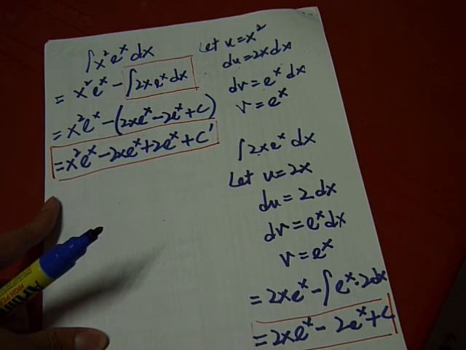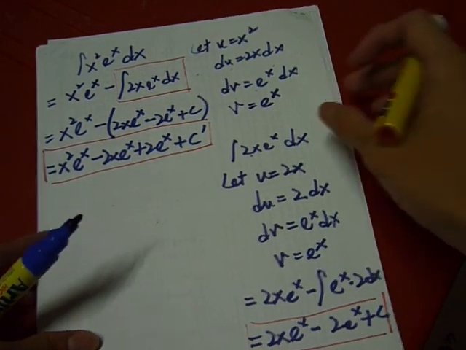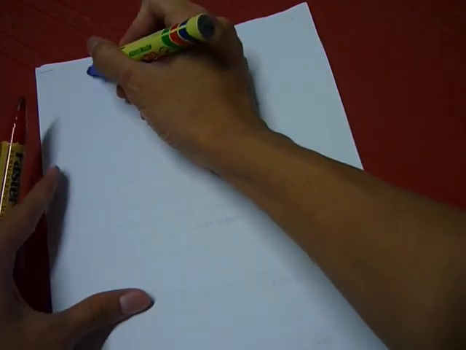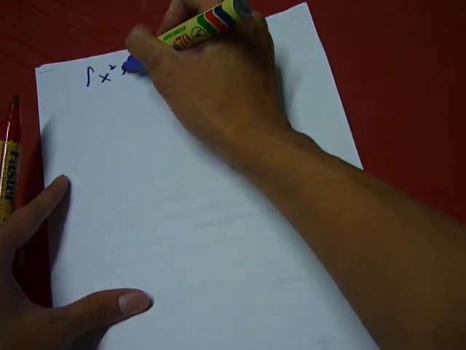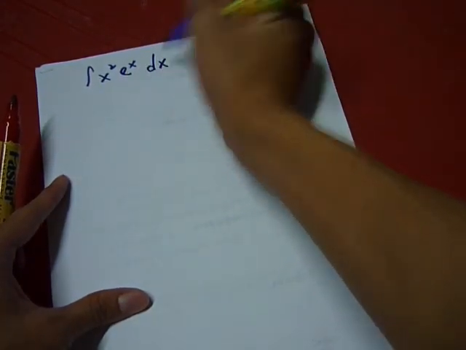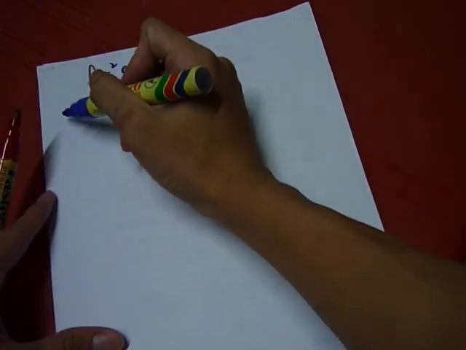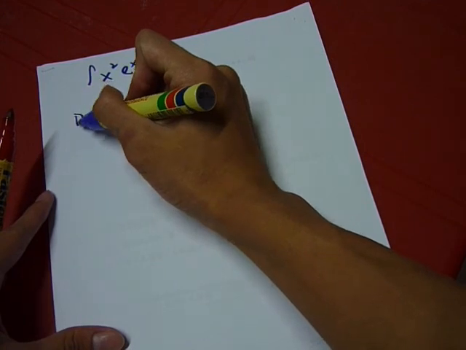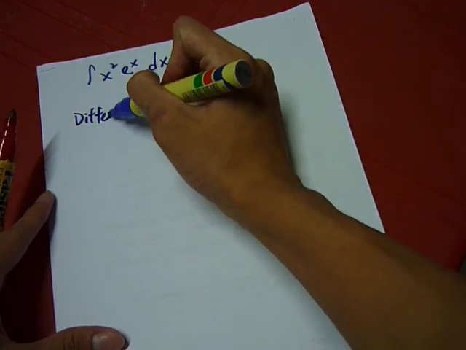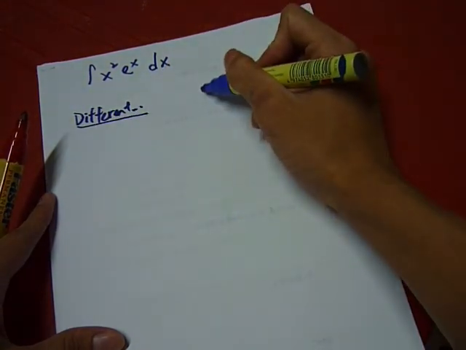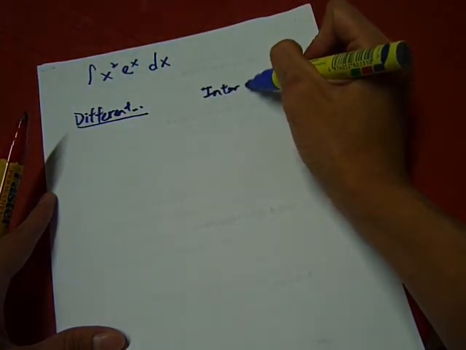Okay, now let's try this question by using tabular integration. Integration x squared e^x dx. First, we need to separate it into two parts. First part is what we should differentiate, and the other part is what we should integrate.